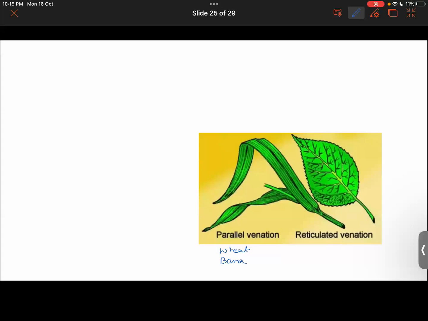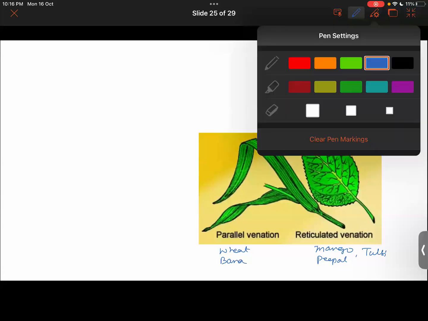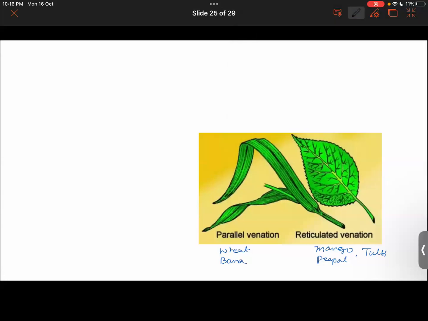It is there in the hibiscus flower tree and tulsi. And we have other examples also, like mango tree, peepal tree. As you said, tulsi. These are all different types of plants which have reticulate venation. So this is nothing but the arrangement of veins in it. Getting it? Okay.